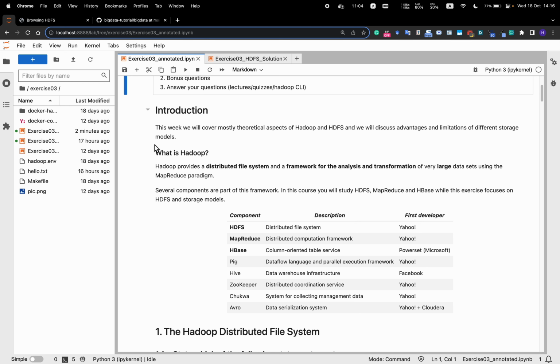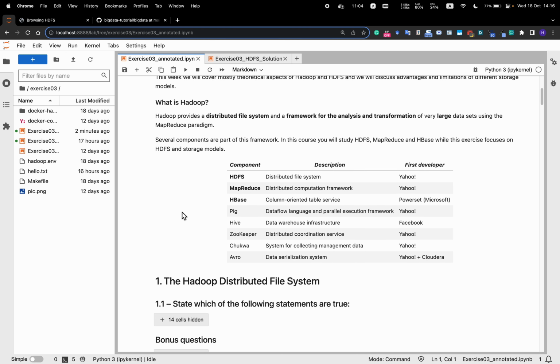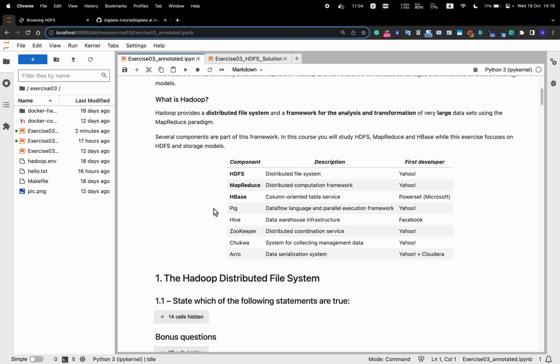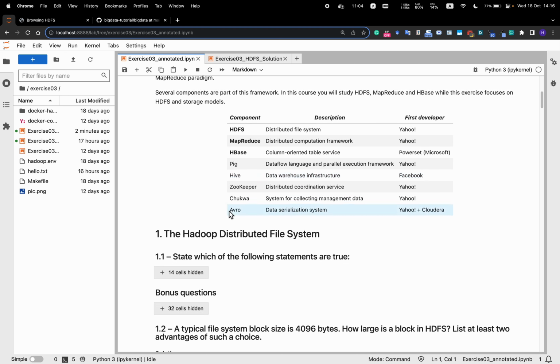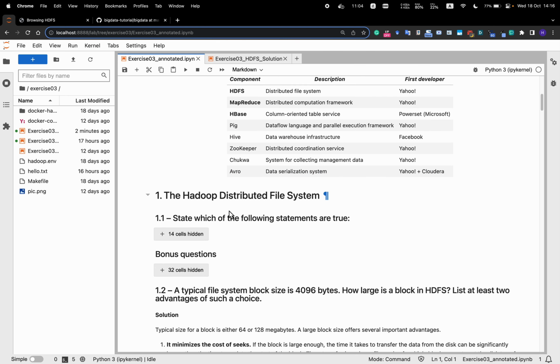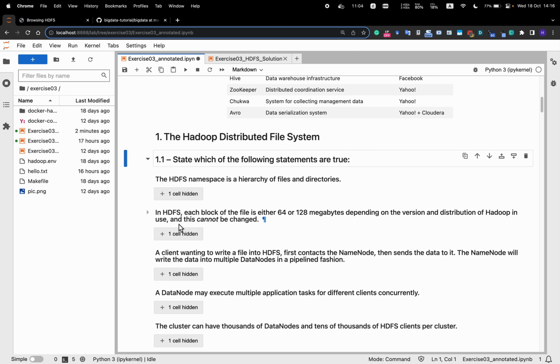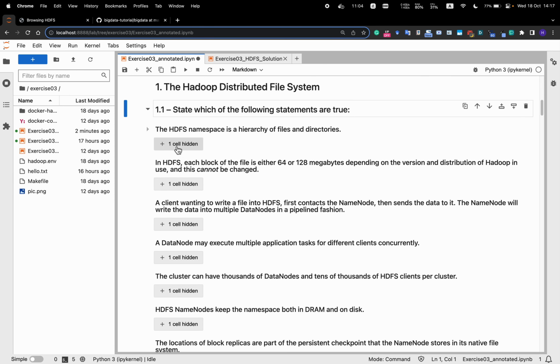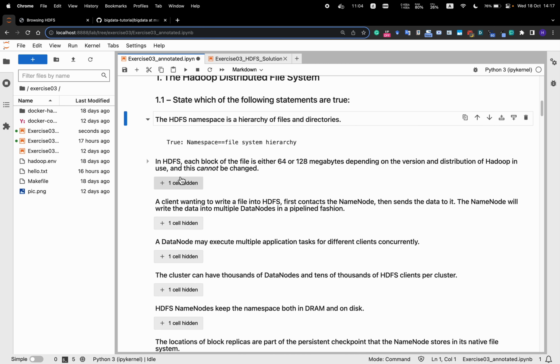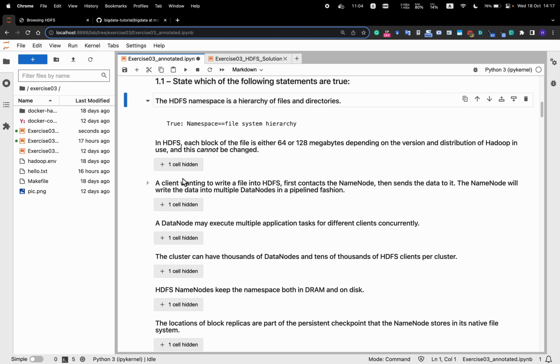Last week you learned HDFS, and later you're going to also learn MapReduce and HBase, which are technologies also based on HDFS. First let's go through the first set of questions. These are pretty standard ones. For the namespace, you can just think of it as essentially the file hierarchy, right? So HDFS has a hierarchical namespace.